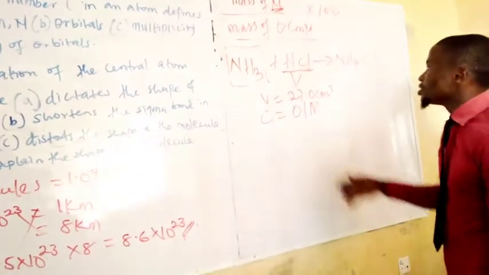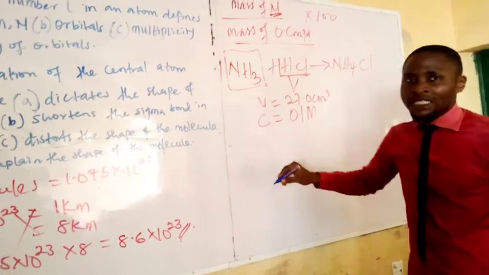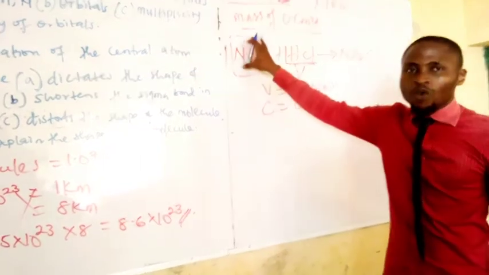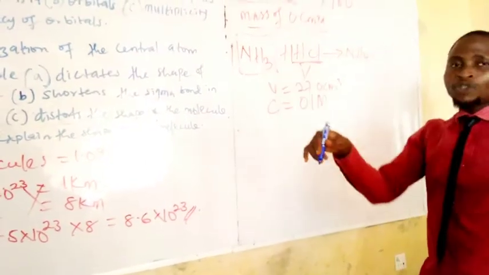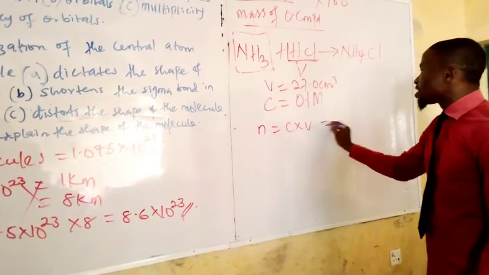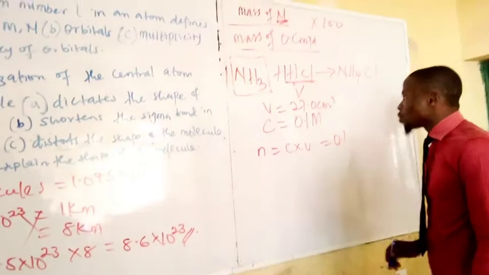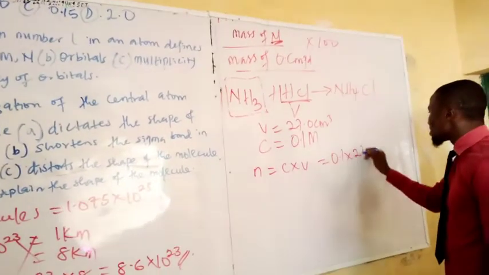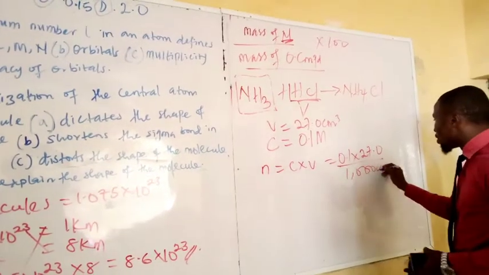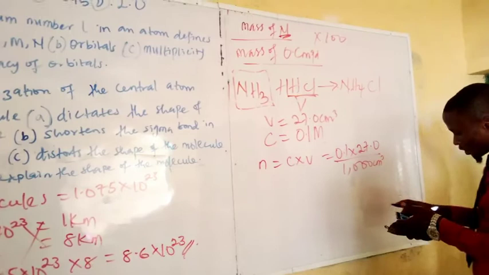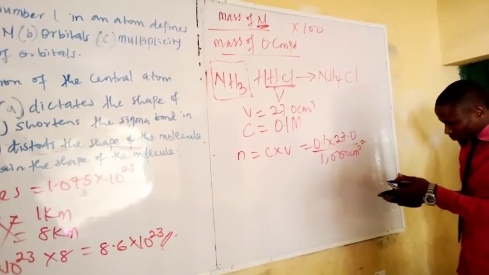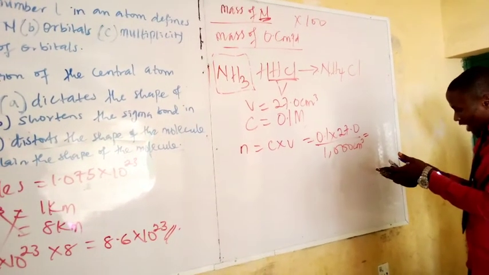From stoichiometry, you have seen that the mole ratio is 1 to 1, which means whatever the number of mole of this is, it will be equal to the number of mole of this. Like I have told you initially, the number of mole can be concentration times volume, which means the number of mole of HCl, the concentration of HCl is 0.1. The volume of HCl, 27.0. Because it is in cm cube, you have to divide it by what? By 1000 cm cube. If you do that properly, that is what? That is 0.1 times 27.